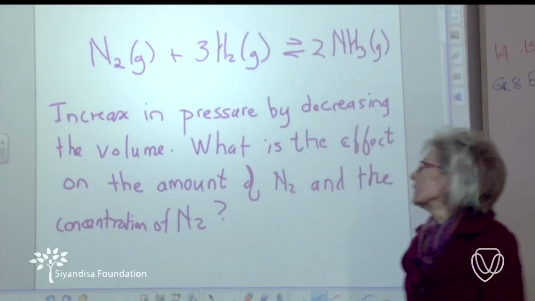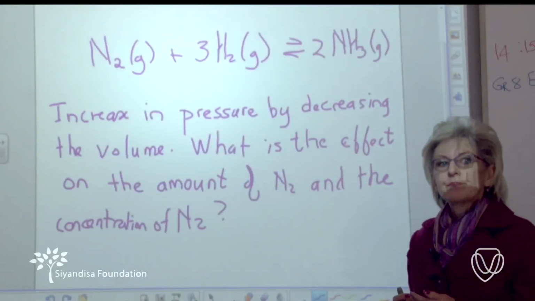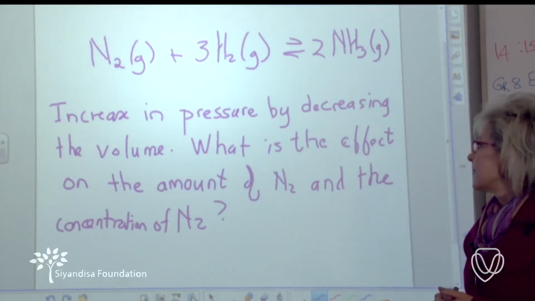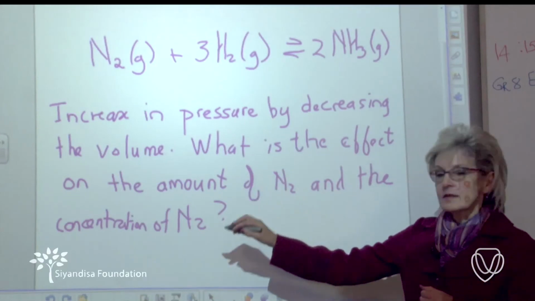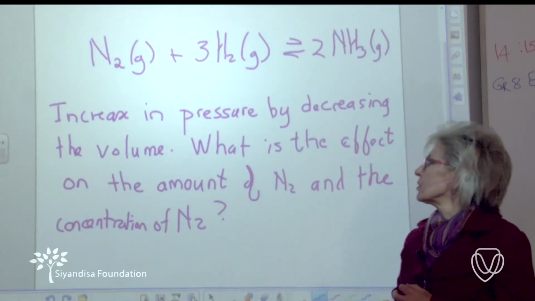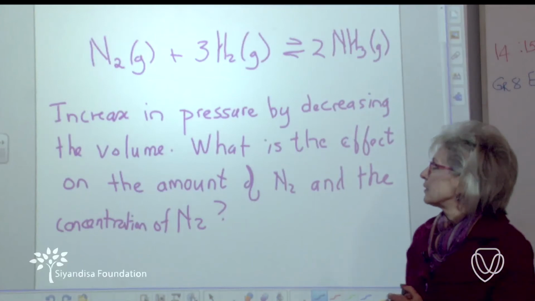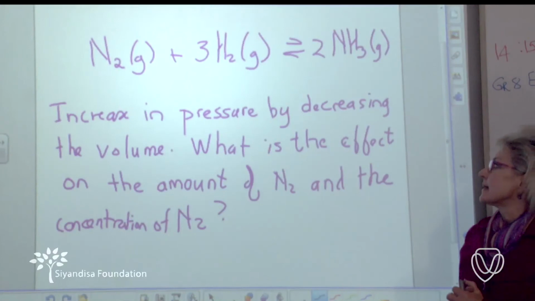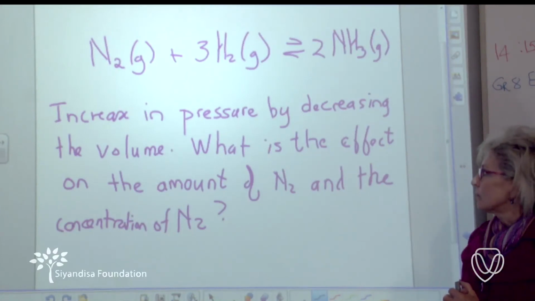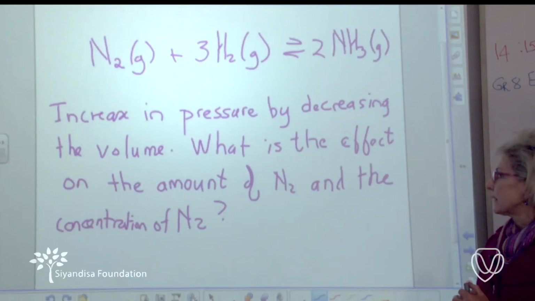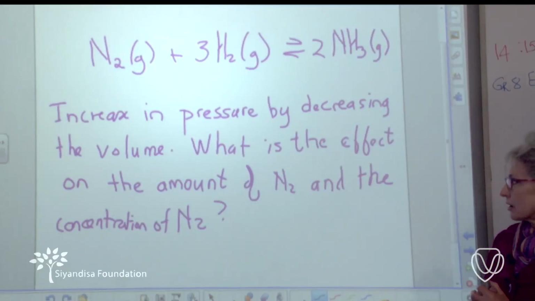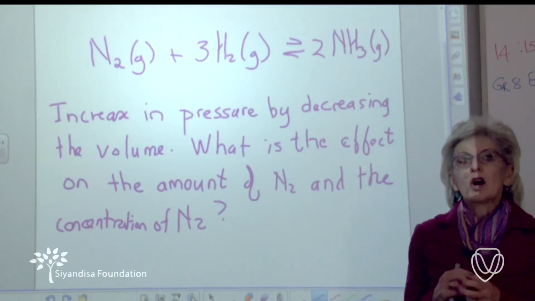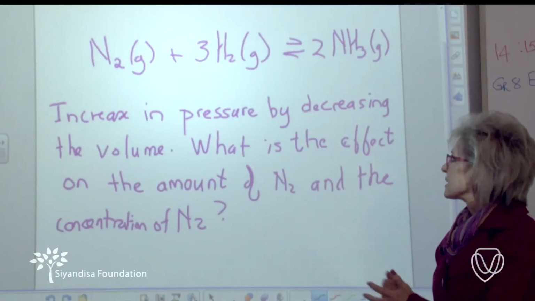Okay. Right, I want to point out two questions that seem very similar, but they really are not. And that is the question on amount and concentration of a chemical. So we've been given this equilibrium system, nitrogen gas reacting with hydrogen gas forming ammonia. And it says there's an increase in pressure by decreasing the volume. What is the effect on the amount of nitrogen, and what is the effect on the concentration of nitrogen? Sometimes the answer is the same, but they are not always. So let's just look at this specific one.